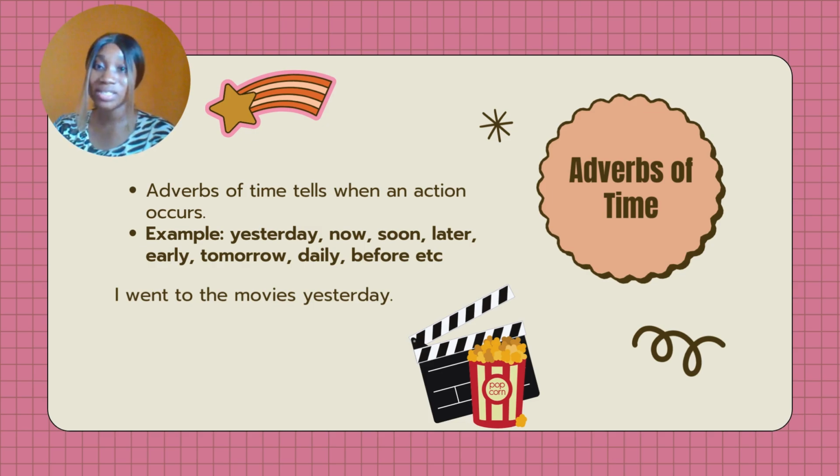Example, I went to the movies yesterday. So when did you go to the movies? I went to the movies yesterday. I woke up early today. When did you wake up? Oh, I woke up early this morning. Okay. I've been to America before. When have you been to America? Before. So adverb of time simply tells us when something happens.